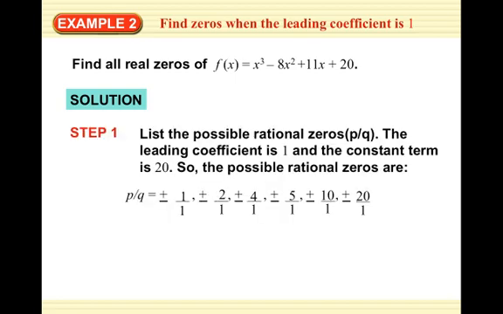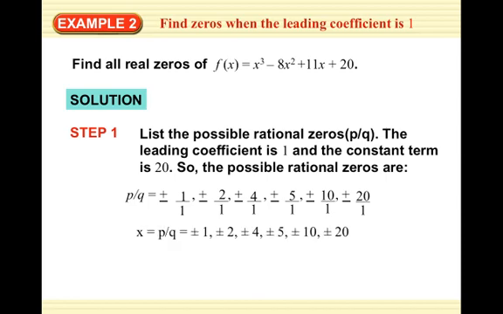So on to our solution. For step 1, we're going to list the possible rational zeros, our p over q's. The leading coefficient is 1, right? The coefficient of x cubed is 1, and the constant term is 20. So our p's are going to be plus or minus 1, plus or minus 2, plus or minus 4, plus or minus 5, plus or minus 10, and plus or minus 20. And our q is just plus or minus 1.